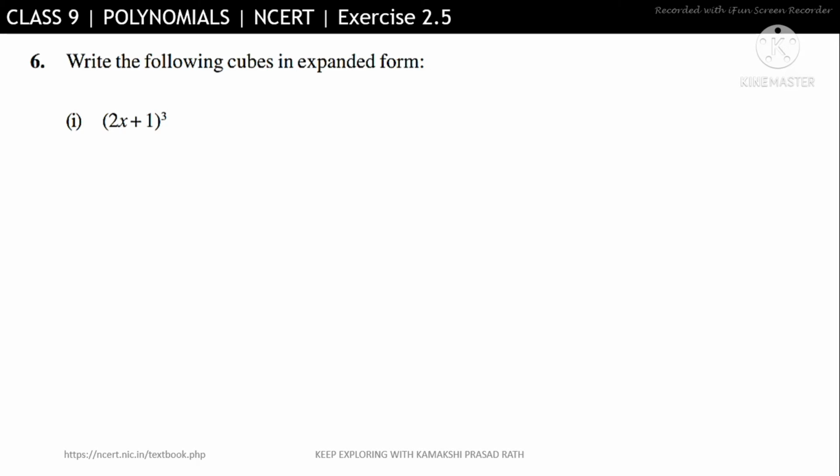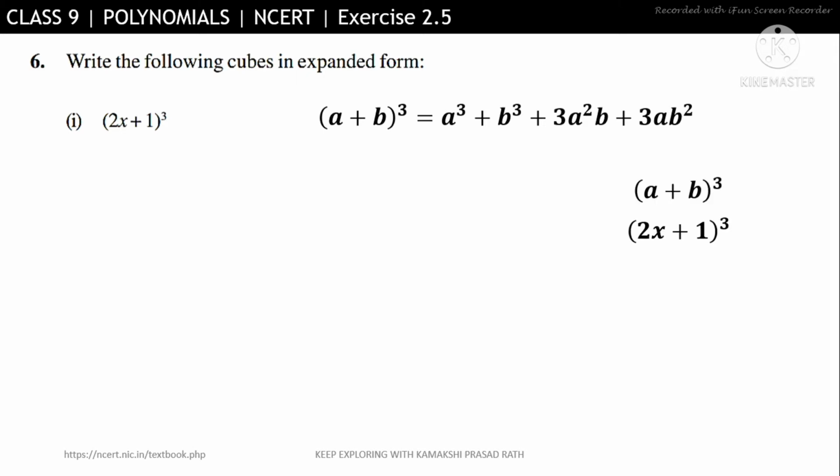Now here, 2x plus 1 whole cube, that is two terms are added and we are finding its cube. So it is the cube of a sum. So generally we'll use this identity, the cube of a sum of two numbers or two terms. When you compare it with our question, it clearly shows a plus b whole cube, and we are having 2x plus 1 whole cube. That means in place of a we have 2x and in place of b we have 1. A is 2x and b is 1. Hence our question, 2x plus 1 whole cube, is in the form of a plus b whole cube.